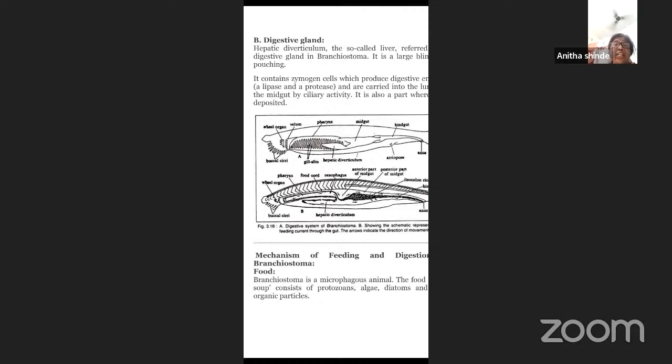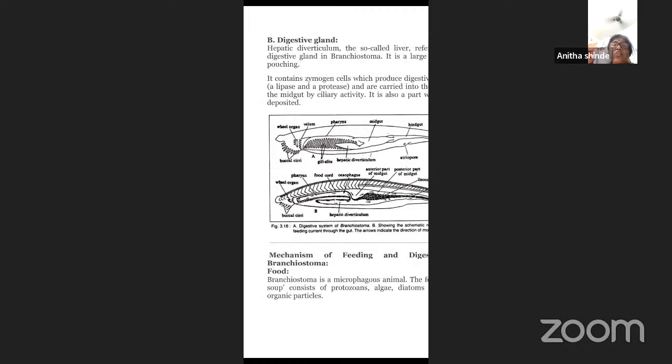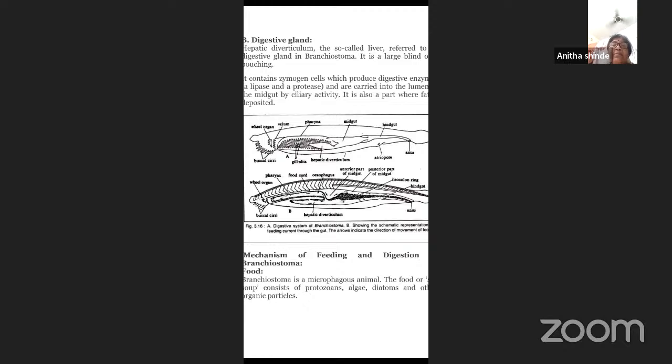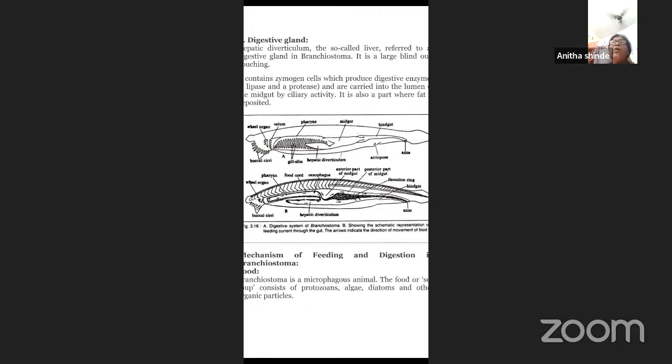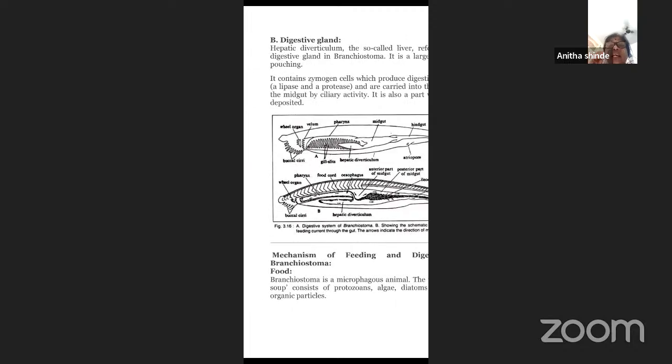Then the mechanism of feeding is, you all know, that it is a microphagous animal, and the food consists of protozoans, algae, diatoms, as well as other organic particles. So it is microphagous, and it feeds only on small microorganisms. So this is about the digestive system of Branchiostoma, or the amphioxus.